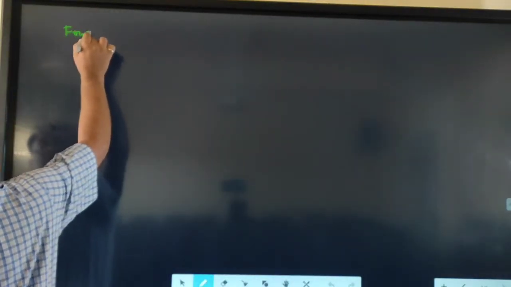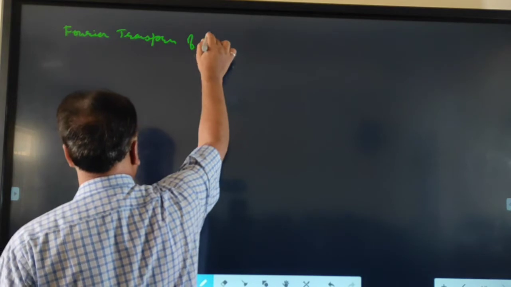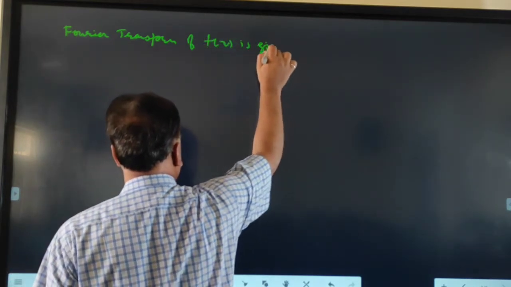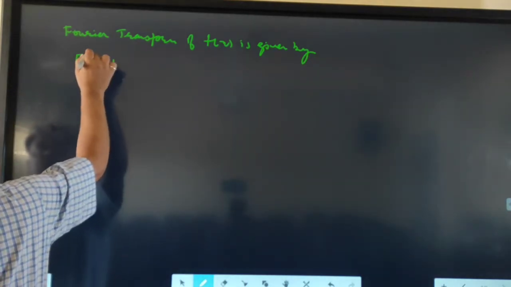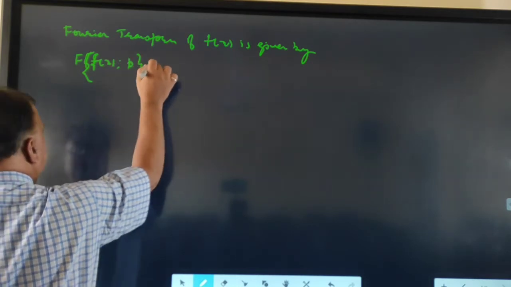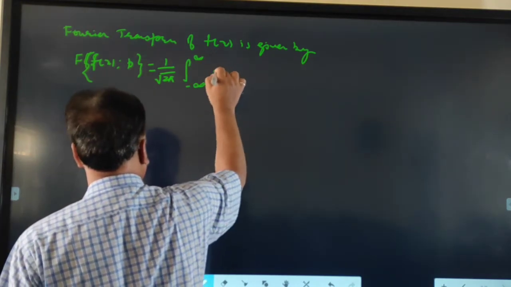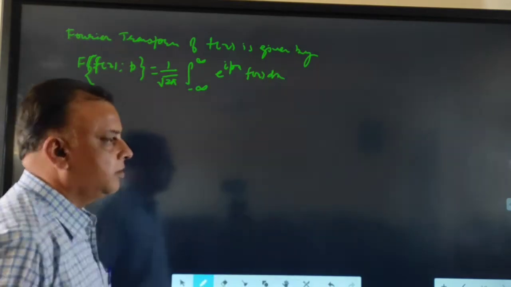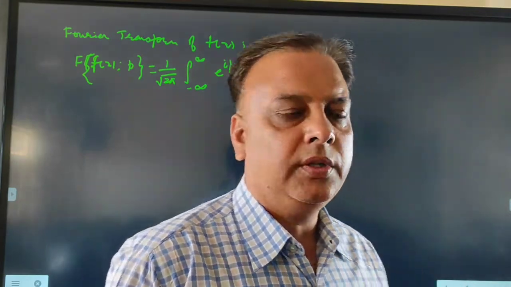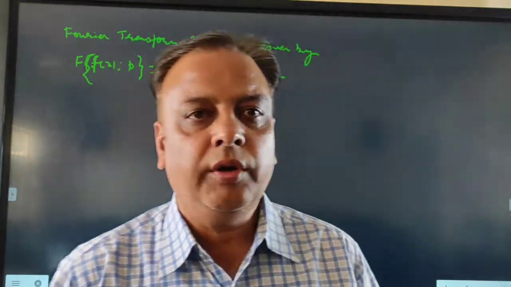Now, as we know, the Fourier transform of a function f(x) with respect to parameter p is equal to 1 upon root 2 pi integral from minus infinity to infinity e raised to iota px f(x) dx.